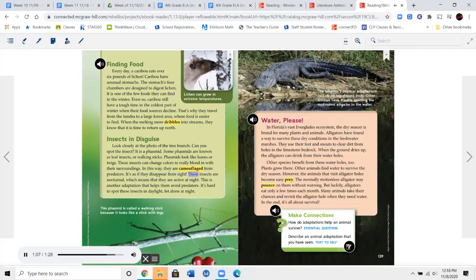These insects are nocturnal, which means that they are active at night. This is another adaptation that helps them avoid predators. It's hard to spot these insects in daylight, let alone at night. Lichen can grow in extreme temperatures. This phasmid is called a walking stick because it looks like a stick with legs.